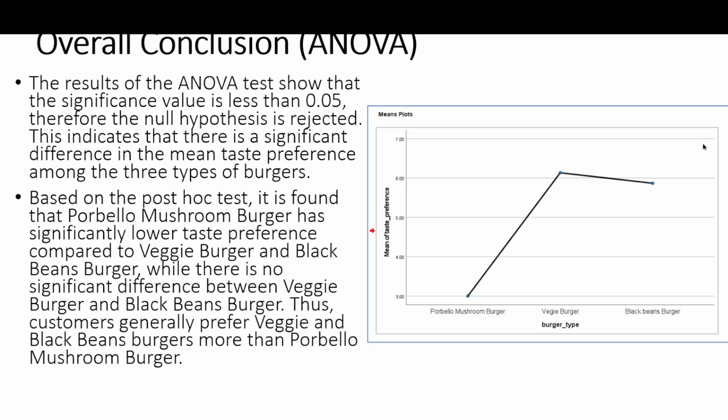And this is the means plot that indicates a difference in the means of taste preference for these three distinct types of burgers based on a single line chart. So I hope you understood the purpose of the ANOVA, the execution process, and all the interpretation.